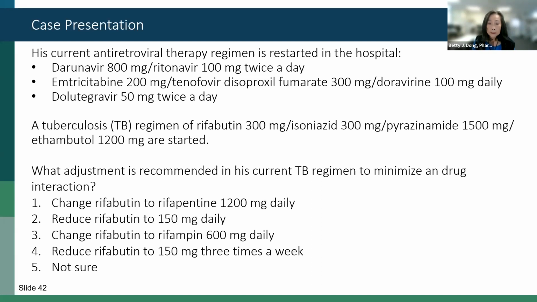Okay, thank you for your answers. Looks like most people, 44%, said rifabutin 150 a day. A few wanted to change to rifapentine. Some of you wanted to reduce the rifabutin to 3 times a week.